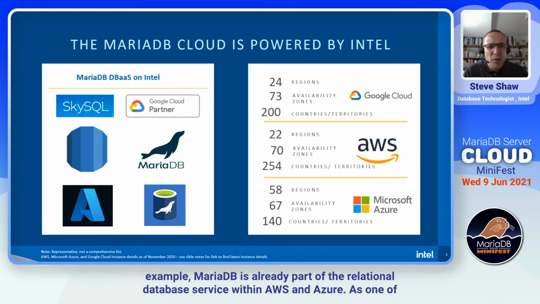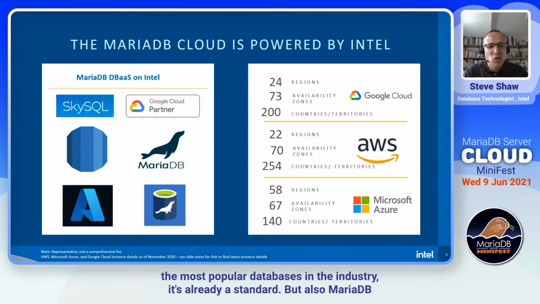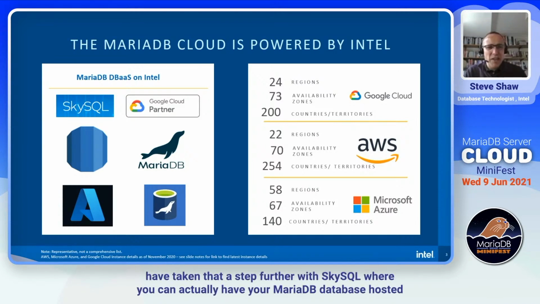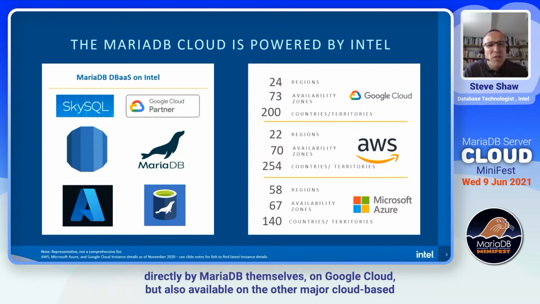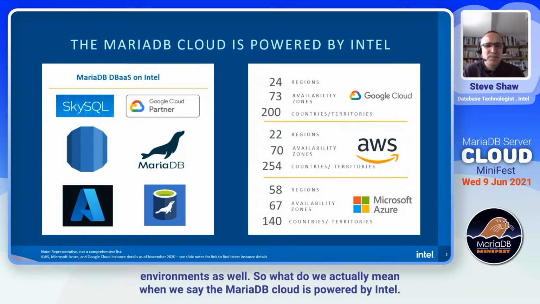So just as an example, MariaDB is already part of the relational database service within AWS and Azure. As one of the most popular databases in the industry, it's already a standard. But MariaDB have also taken that a step further with SkySQL, where you can have your MariaDB database hosted directly by MariaDB themselves, on Google Cloud, but also available on the other major cloud-based environments as well.